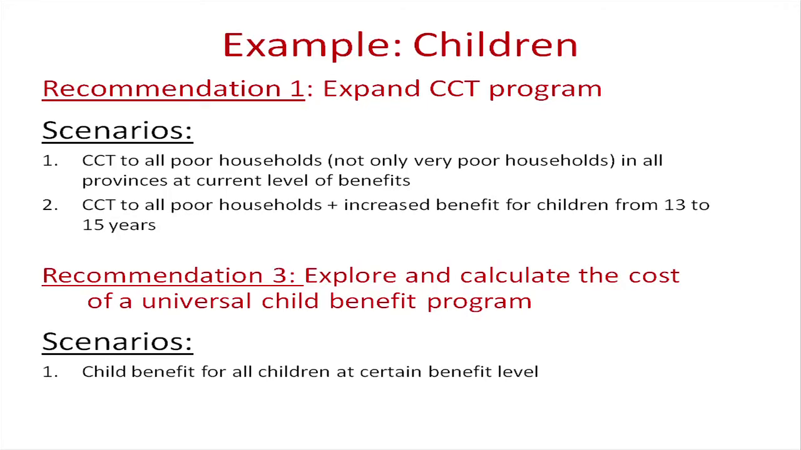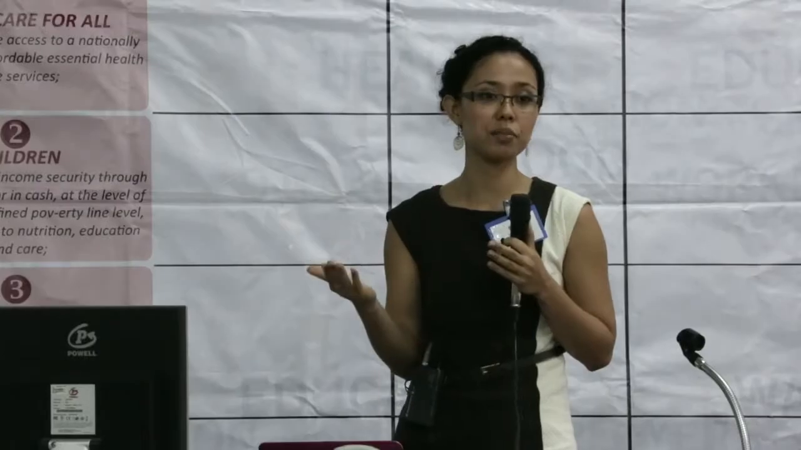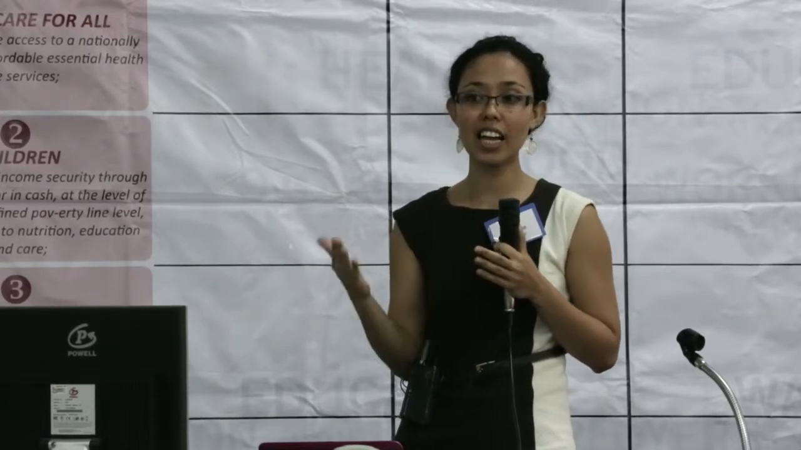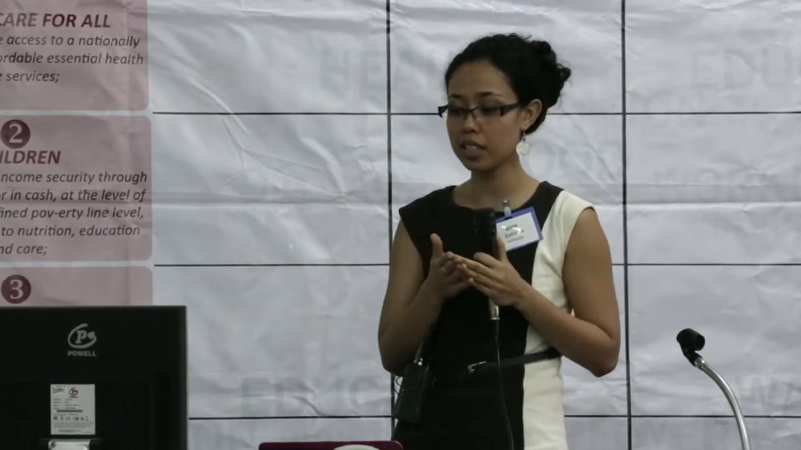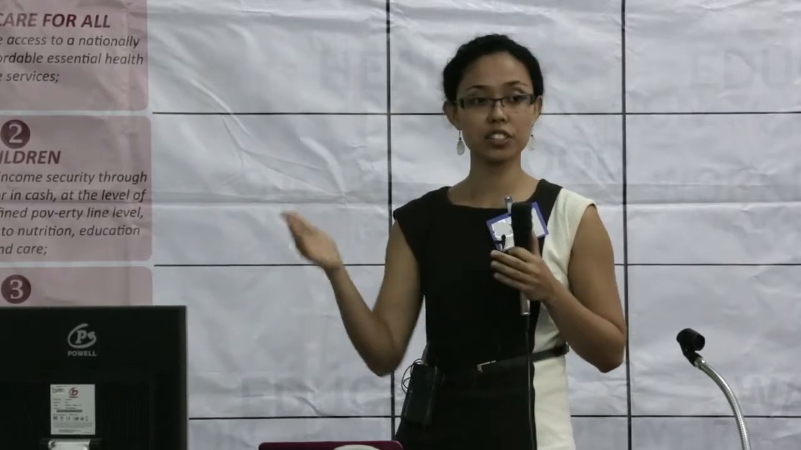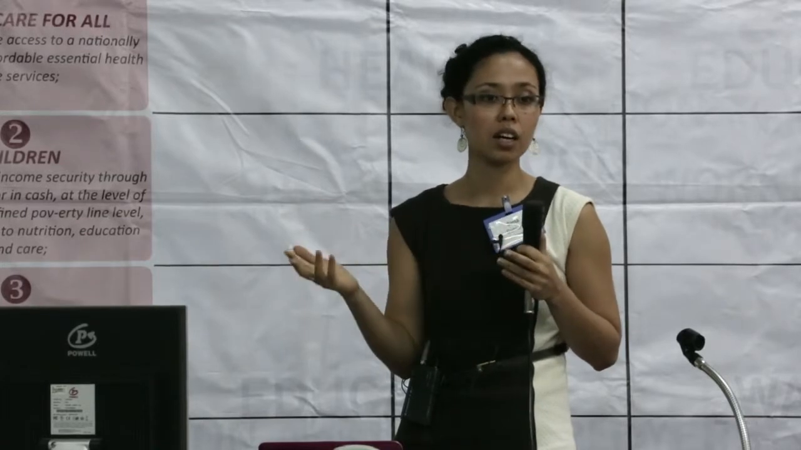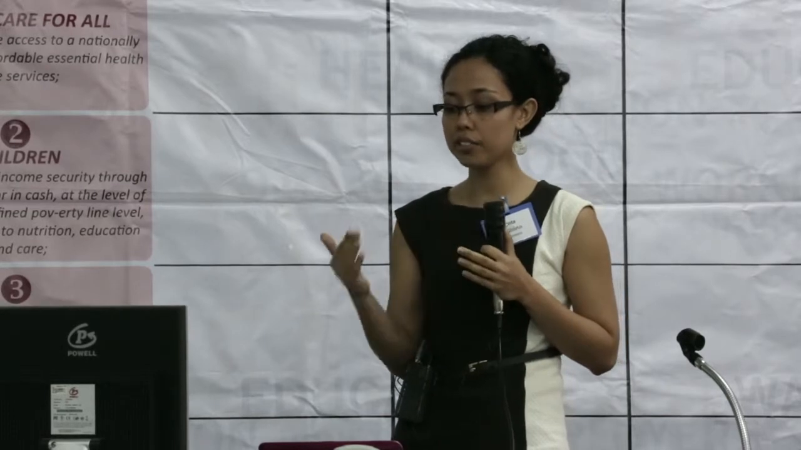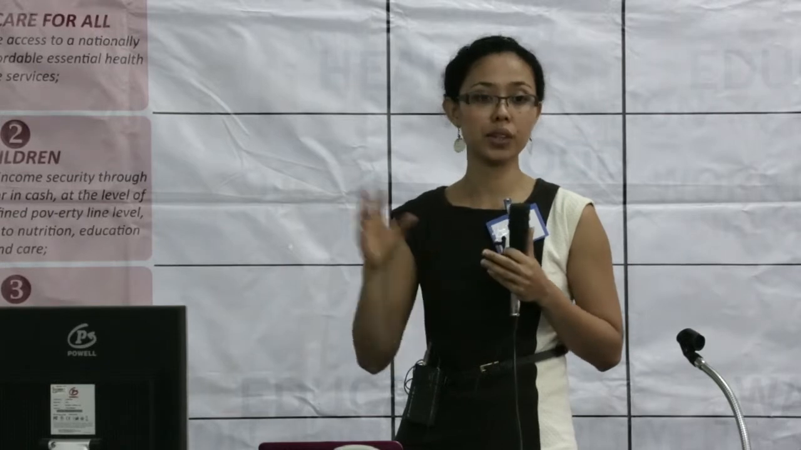And recommendation number 2, to explore and calculate the cost of Universal Child Benefit Program. It's much simpler. Universal programs are usually much simpler than targeted programs, of course, in terms of costing and in terms of implementation, because we simply take the number of all children, and the data is more reliable in the sense in Indonesia, and we would give child benefit to all children within a certain age.